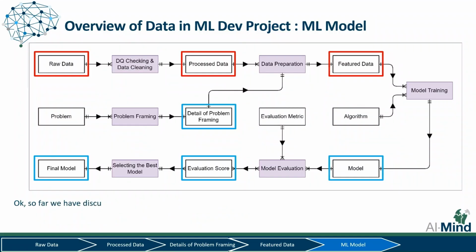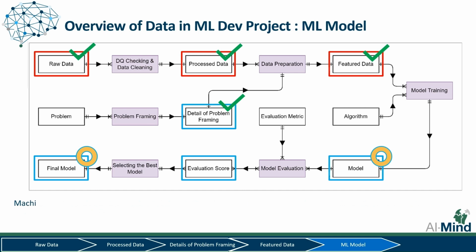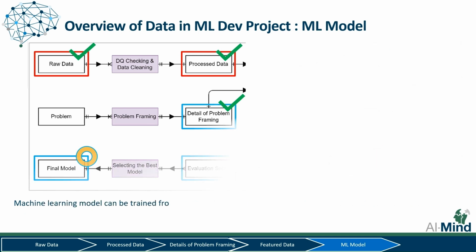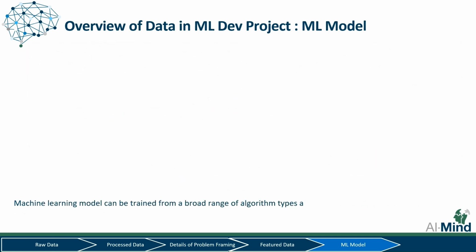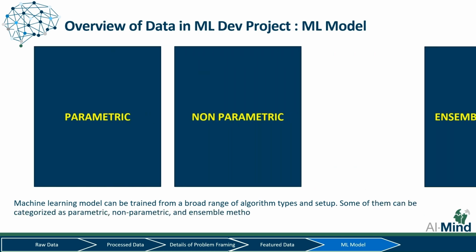Okay, so far we have discussed about raw data, process data, detail of problem framing, and feature data. Let us proceed to discuss machine learning model. Machine learning model can be trained from a broad range of algorithm types and setup. Some of them can be categorized as parametric, non-parametric, and ensemble methods.